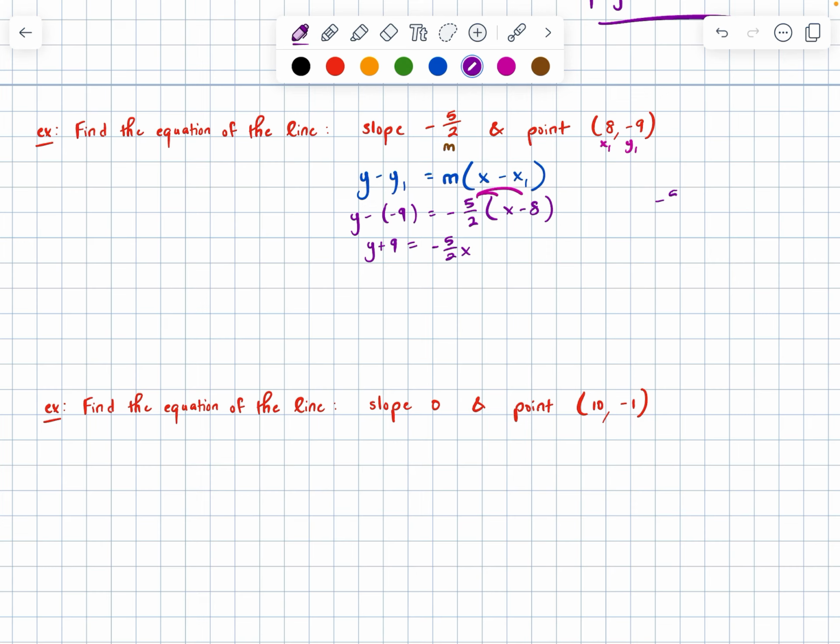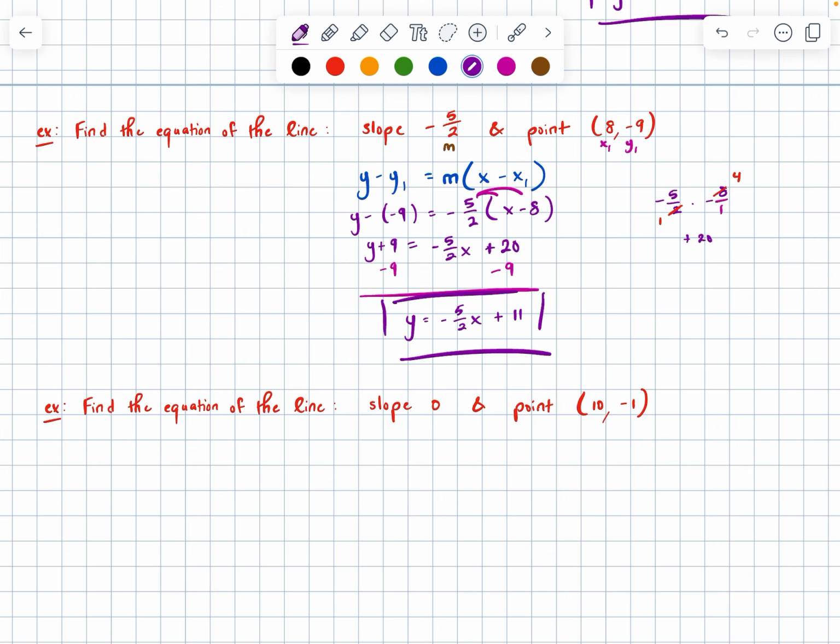And then I want to do negative 5 halves times negative 8. For the sake of convenience, I'll rewrite that 8 as 8 over 1. Notice here, 2 and 8 both have a common factor of 2, so I can divide both of these by 2. Negative 5 over 1 times negative 4 over 1 is positive 20. So I've got negative 5 halves x plus 20. Subtract 9 from both sides. And when I do that, I'm left with y is equal to negative 5 over 2 x plus 11.